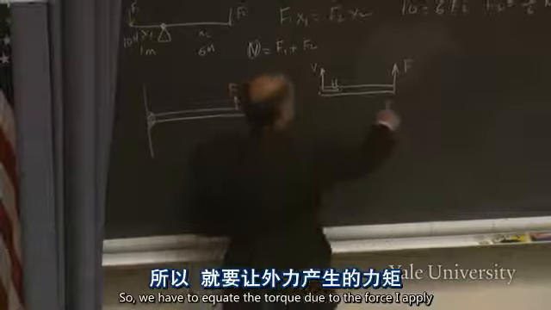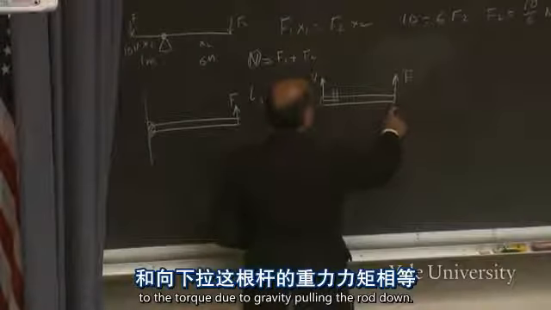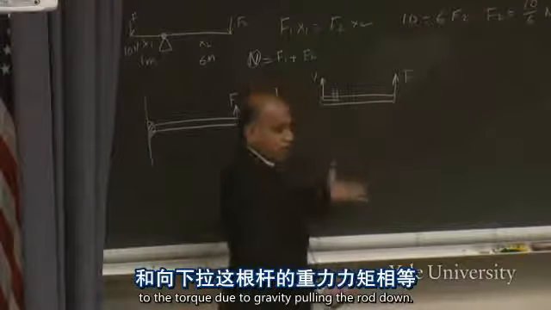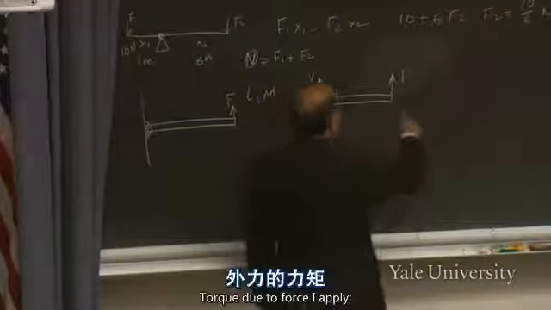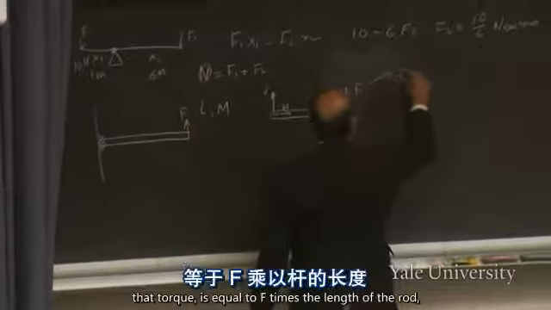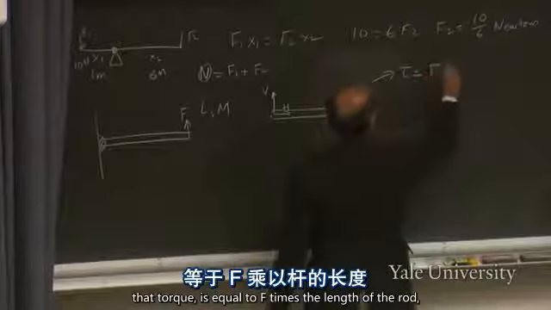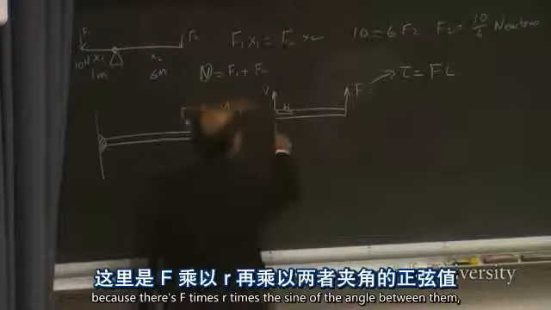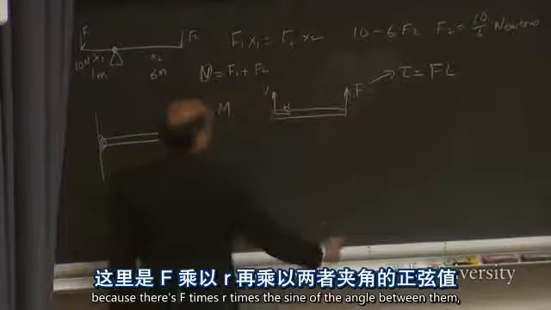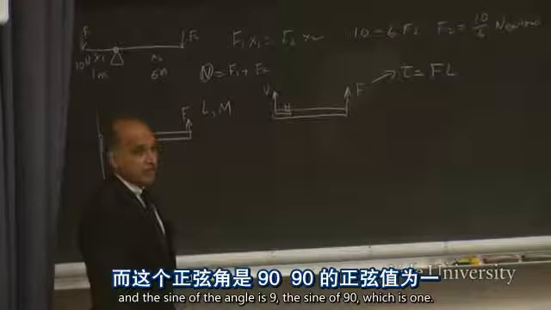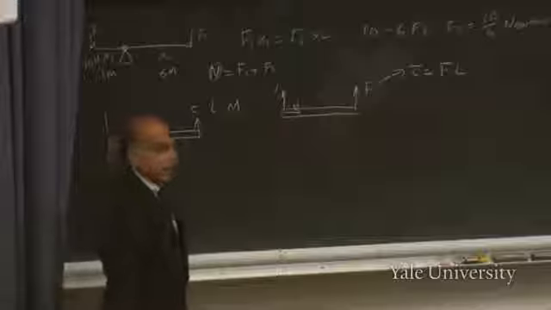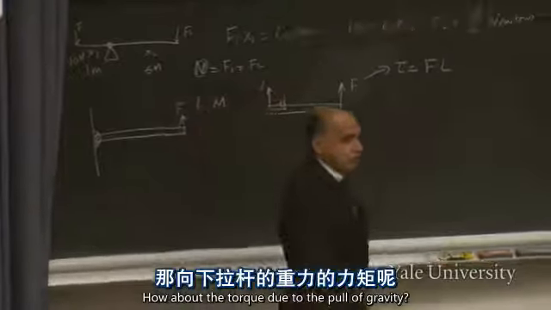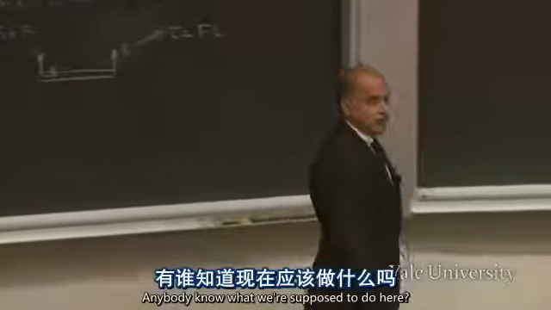So we have to equate the torque due to the force I apply to the torque due to gravity, pulling the rod down. Torque due to the force I apply is equal to F times the length of the rod. Because it's F times R times the sine of the angle between them, and the sine of the angle is sine of 90, which is 1. How about the torque due to the pull of gravity? Anybody know what we're supposed to do here?